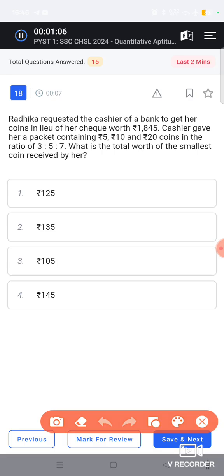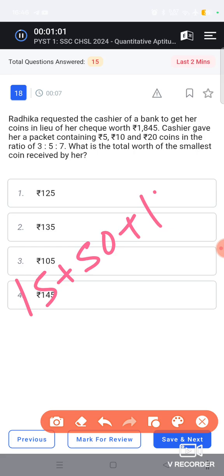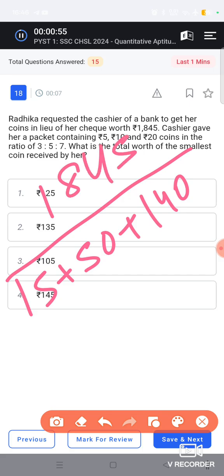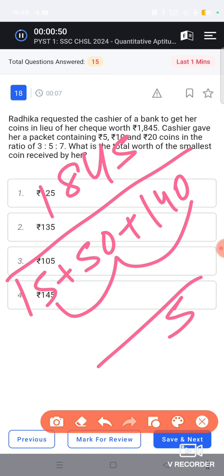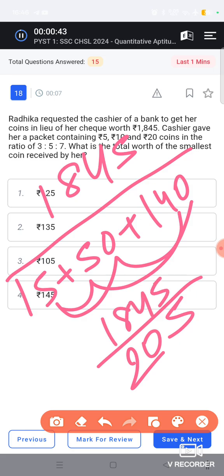So 15 plus 50 plus 140 and divided by 1845, it means 5. 4 9 10 1 205 1845. 9 and 9999 the smallest, it means 9 and there are no 135.